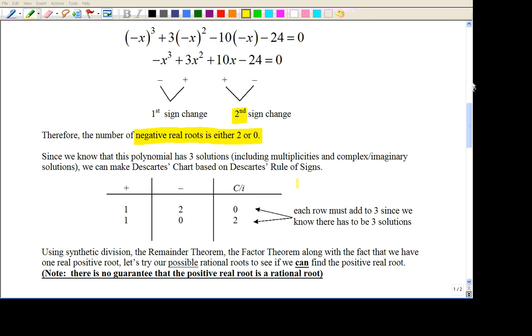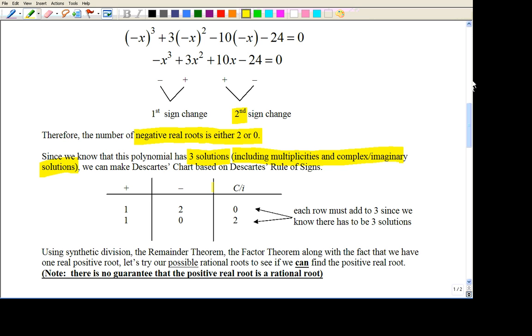Okay, so we've determined that there is one positive real root, and there are either 2 or 0 negative real roots. Notice we are saying specifically real roots because remember, we can also have complex or imaginary solutions. So our polynomial here is cubic. The highest exponent was 3, so we know we're supposed to have a total of 3 solutions. But that can include multiplicities and complex or imaginary solutions.